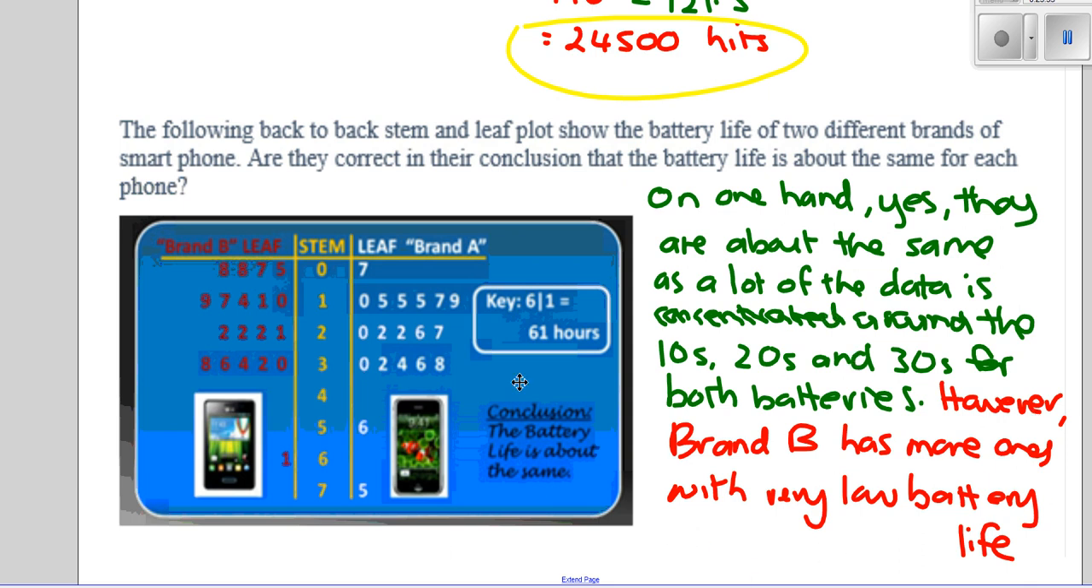So you can also mention, like Lauren said, brand A had a few that were quite high, whereas brand B only had one that was quite high, and so on. If you're not sure what any of that's saying, feel free to let me know. And then we go into standard deviation.